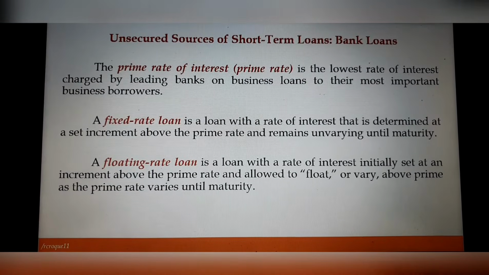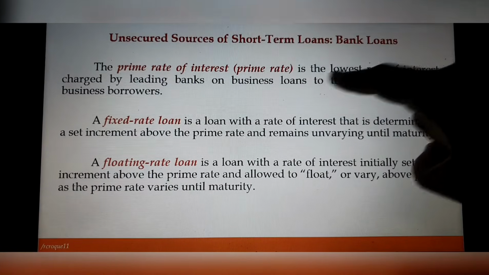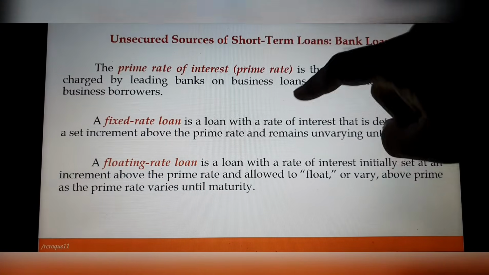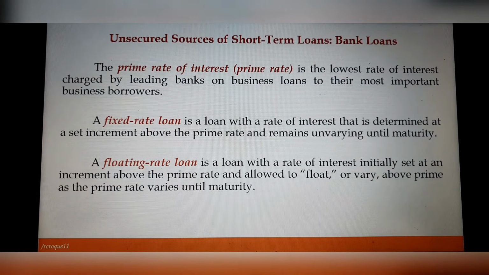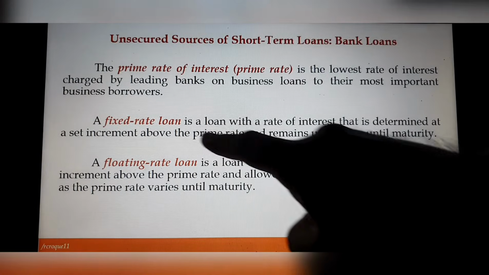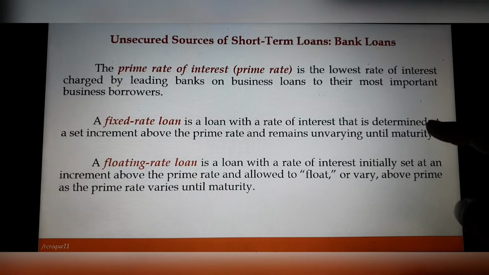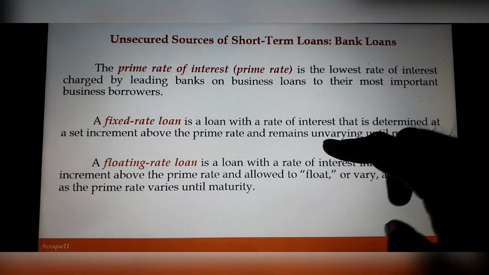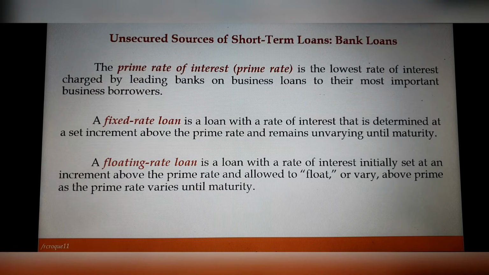Okay, ipakilala lang natin yung bank loan. Ang bank loan natin, meron tayong tinatawag na prime rate of interest, the lowest rate of interest charged by leading banks. Okay, tapos minsan on top of the prime rate, nagsiset na lang yung bangko ng certain percentage. So, it could either be a fixed rate loan, wherein a loan with a rate of interest that is determined at set increment above the prime rate and remains unvarying, or in other words, from the term itself, fixed po yung rate natin all throughout hanggang sa mag-mature.